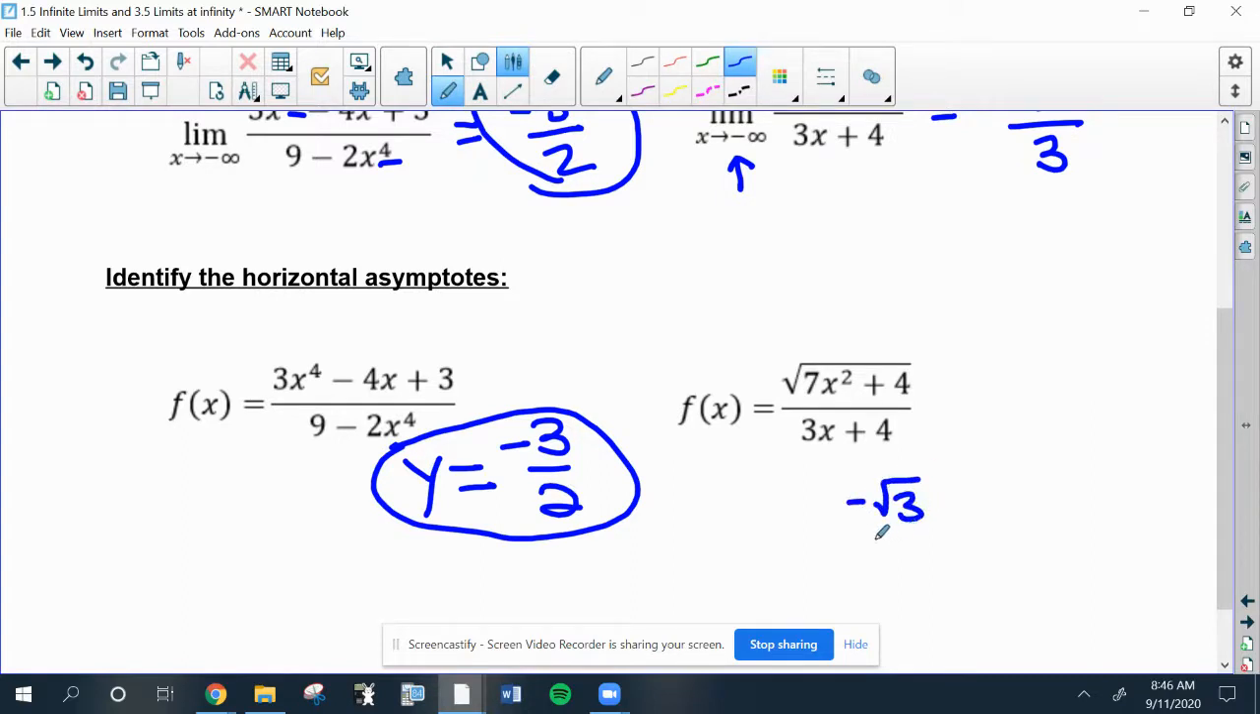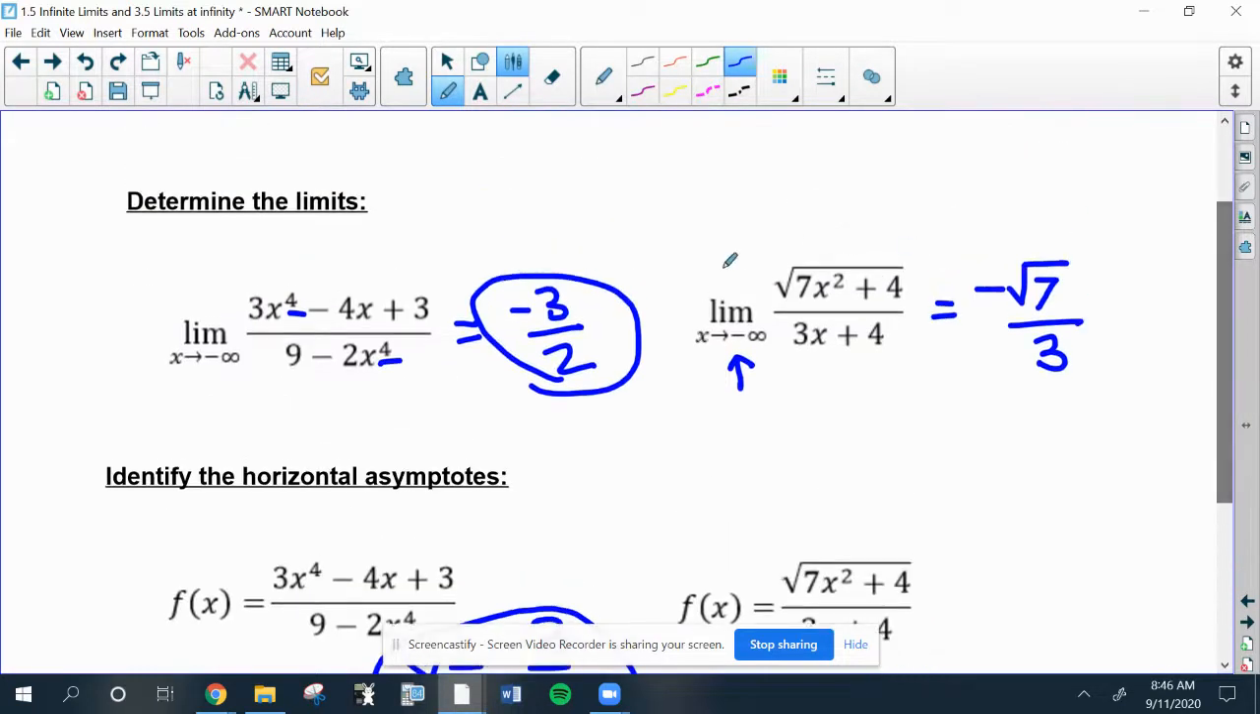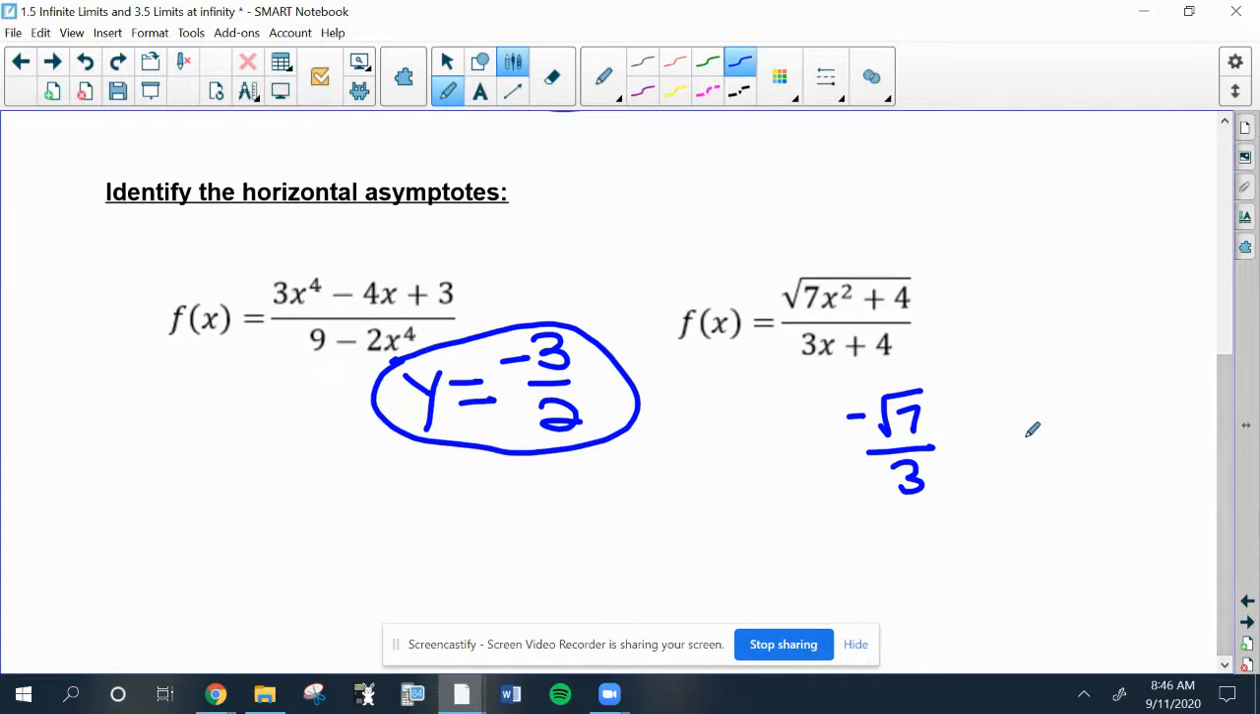But as you go to positive infinity, let me fix this first. As you go to positive infinity, if I said this were a plus, you wouldn't have changed the sign. You wouldn't have taken the opposite. So on the right, its asymptote is root 7 over 3. Now, these are horizontal asymptotes, so write their equations.